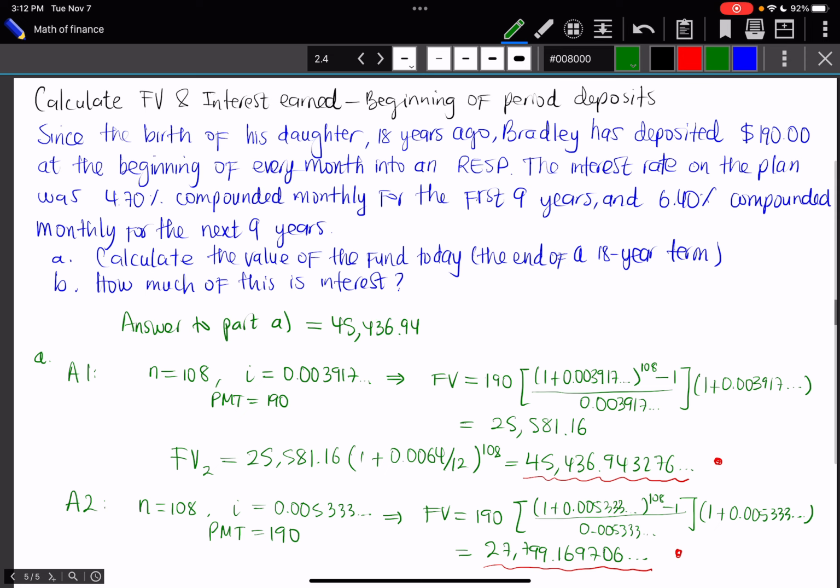So we do 45,436.94, 3276, etc., plus 27,799.169706, etc. And when we round the answer off to 2 decimal places, we get the value 73,236.11. So that's the answer to part A of this problem.